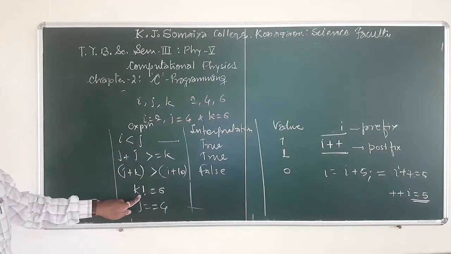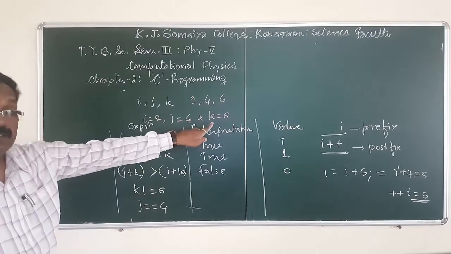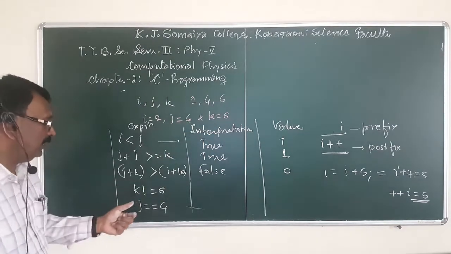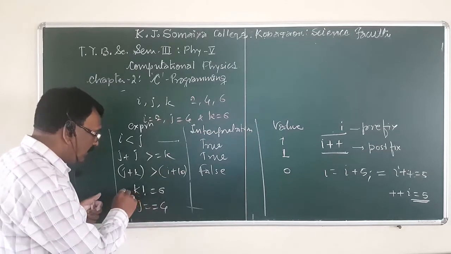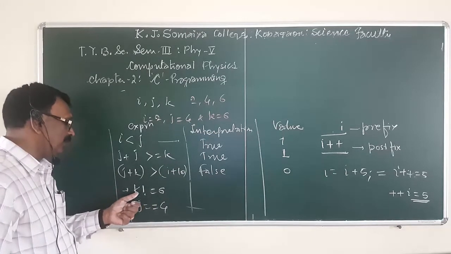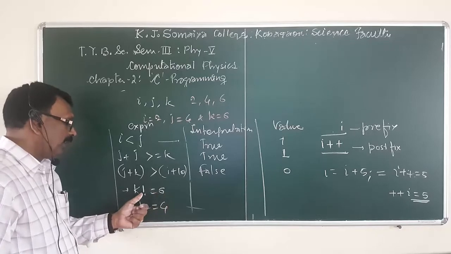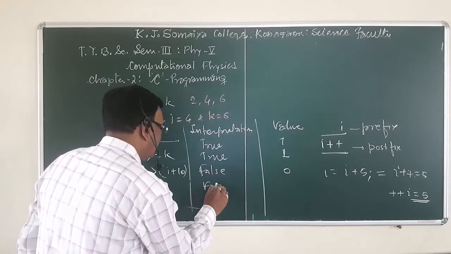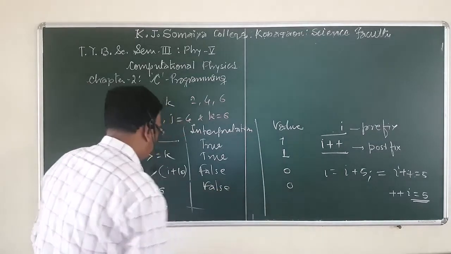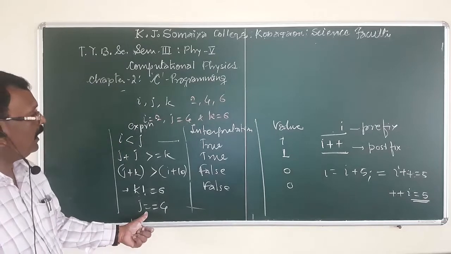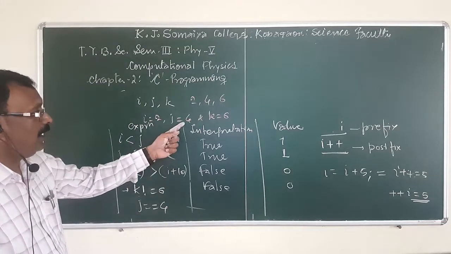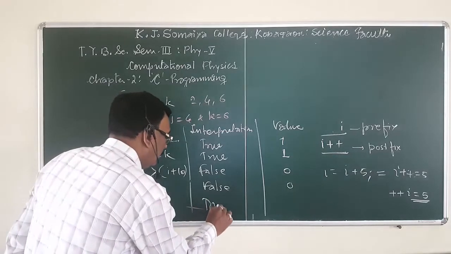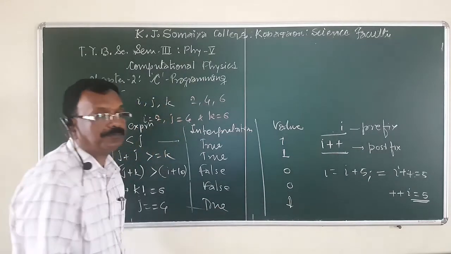Here k is not equal to 6. But here the value 6 is assigned to k. The value of k is 6. And what does this expression tell us? This expression tells us that the value of k is not equal to 6, but it is equal to 6. And hence this expression is false and the value assigned is 0. Then here j is equal to 4. j is equal to 4, not j is assigned 4. j is equal to 4. Yes, true. And we assign the value 1.